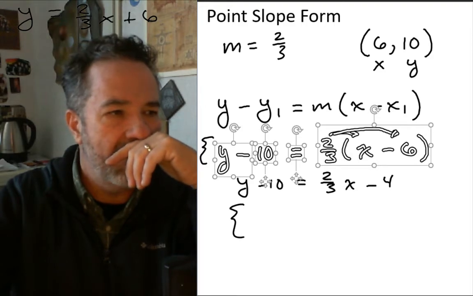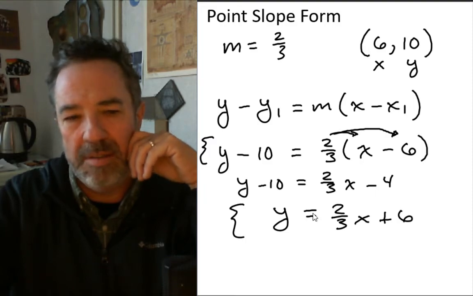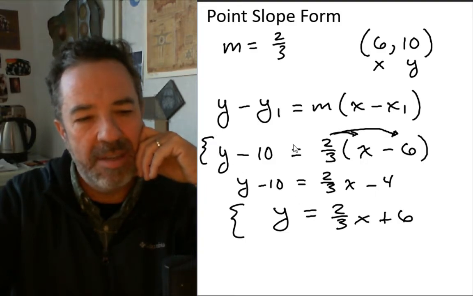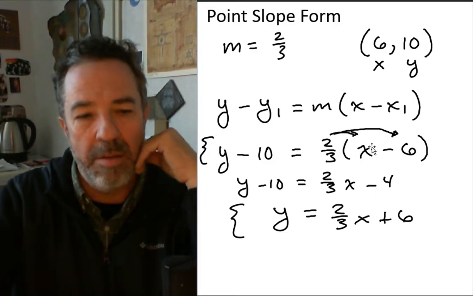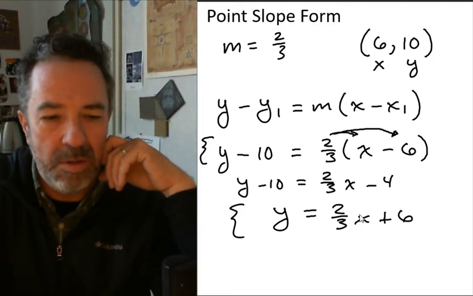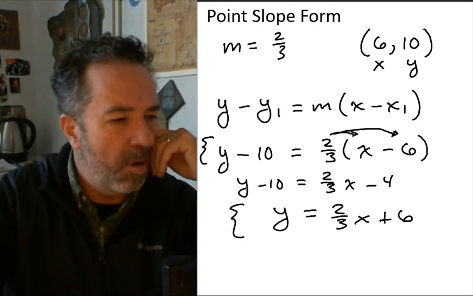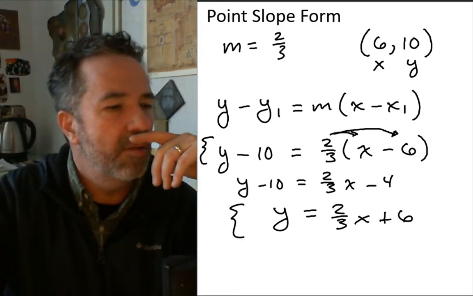Let me put them back. There we go. So there we are. They're exactly the same. Y minus 10 equals 2/3 times the quantity of x minus 6 is the exact same line as y equals 2/3 x plus 6. All right, let's look at a couple more point slope forms.